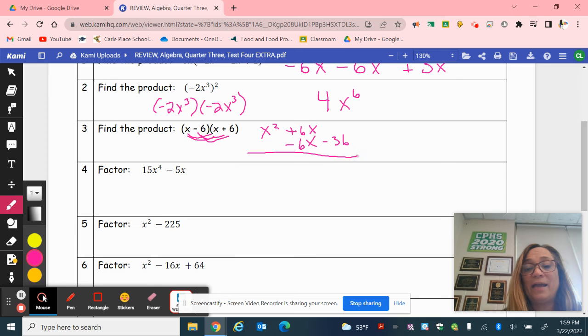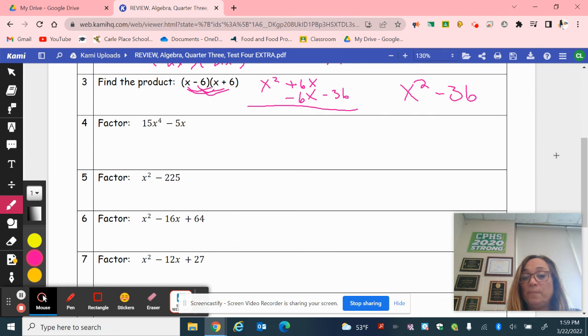You might also recognize that when I get my answer here, this is the difference of two perfect squares. So maybe you remember the pattern, okay? Negative 6 plus 6 is 0. That's why the middle term is missing. There is no linear term. The coefficient of x is 0.